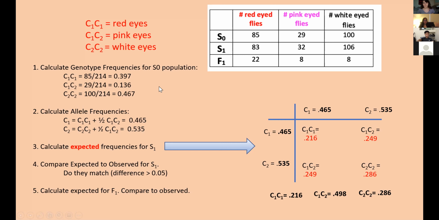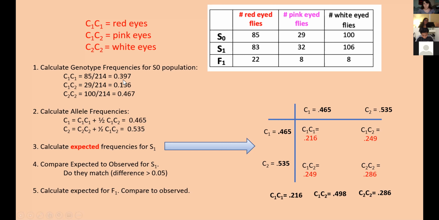So if you add up those numbers and they don't add up to 1, then there's a problem somewhere, because think of it as like percentages of the whole, but with the decimal there. Then after you've found the genotype frequency, so this is basically like, 39.7% of our flies were red-eyed, 13.6% were pink-eyed, and 46.7% were white-eyed.